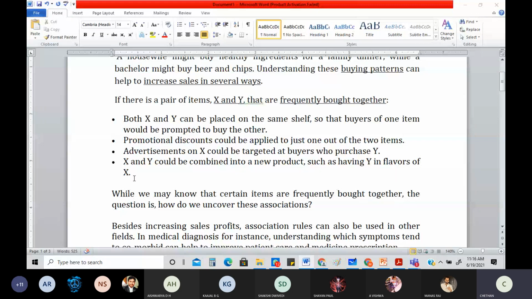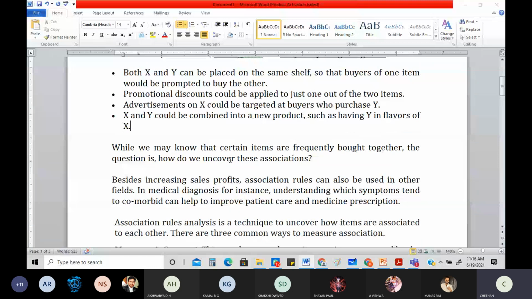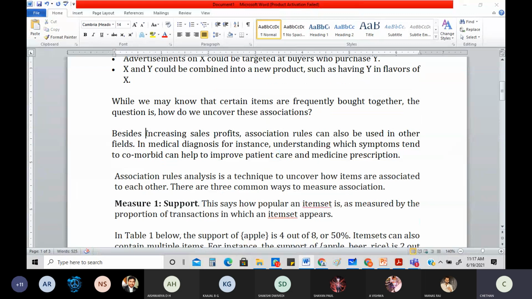X and Y could be combined into a new product having Y flavors in your X or X flavors in your Y. So what you can see is that certain items are frequently brought together. The question is, how do we uncover this association? Besides increasing sales and profits, what else do association rules do? They can also be used in other fields. What are the other fields?